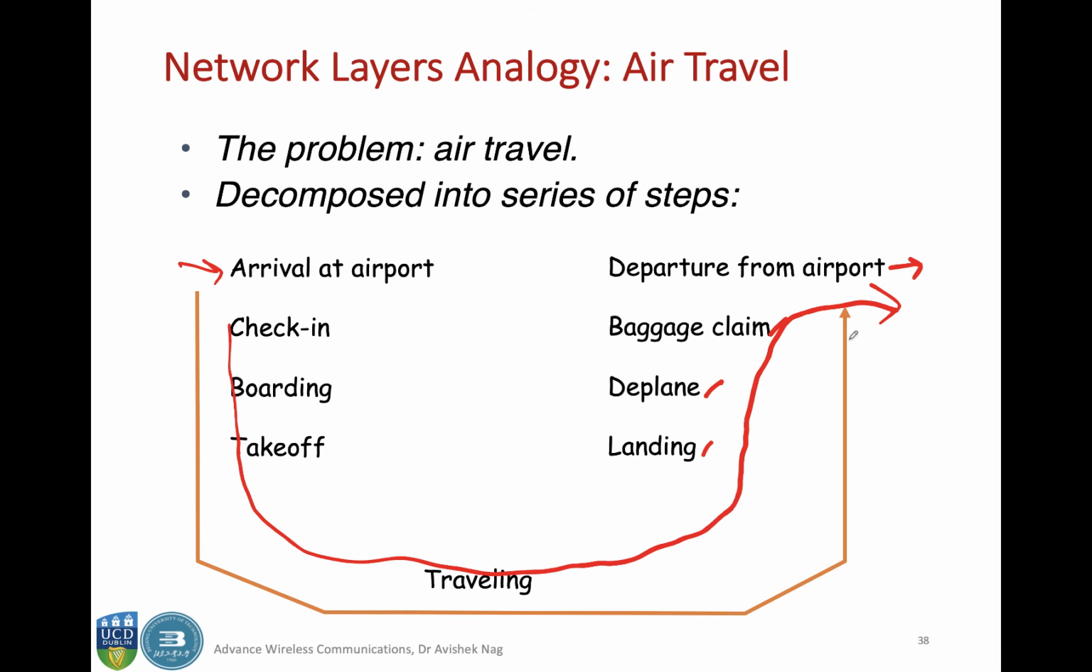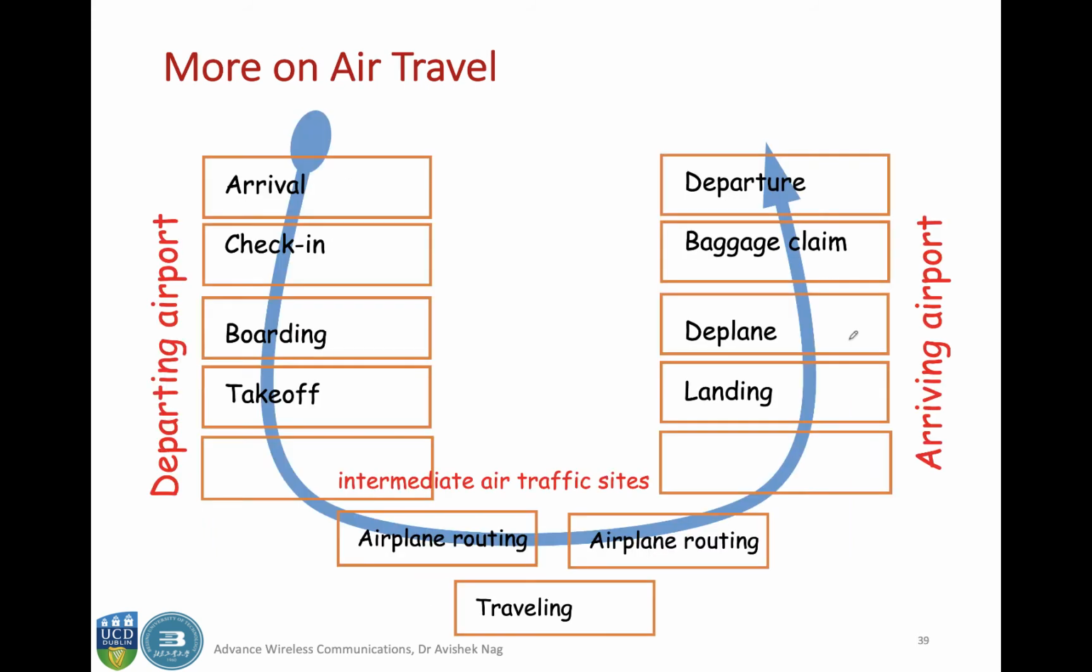So imagine that these are the different layers. If your entire air travel is separated into different layers, where your arrival is one layer, let's say this is the departing airport side, and this is the arriving airport. So in the departing airport, you arrive at the airport, you check in.